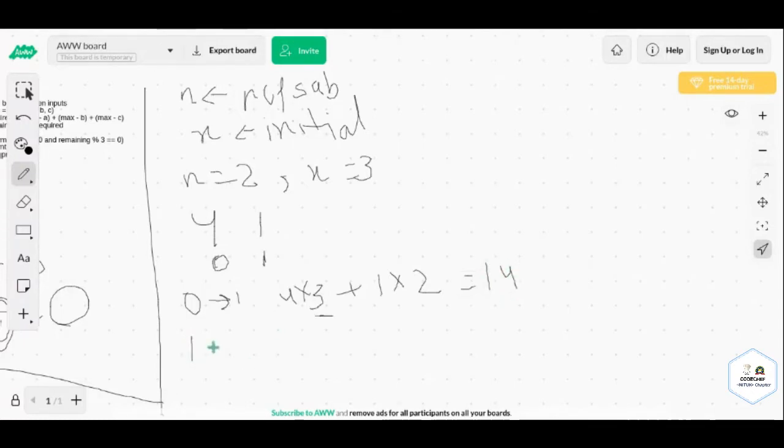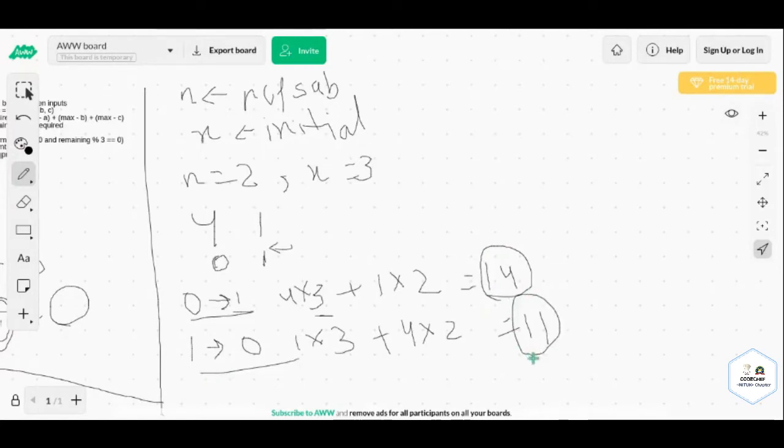Let's try out the other possible combination. First we will teach the first subject, and then the zeroth subject. In that case, it will be 1 multiplied by the initial chapter power 3, and then 4 plus the power decreases by 1, that is 2, which is 11. So now we have changed the order. In the first order the total hours required was 14, and in the second order the total hours required is 11.